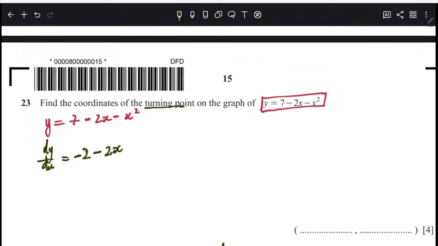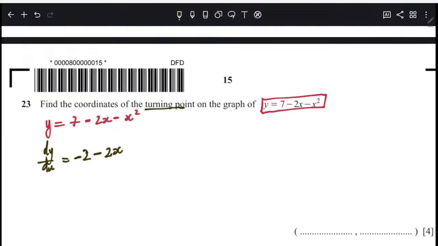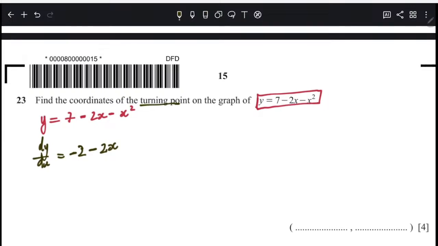So do the same thing here and get your 4 marks. I'm counting on you guys. Do the same thing here and get your 4 marks, to get your x and to get your y.